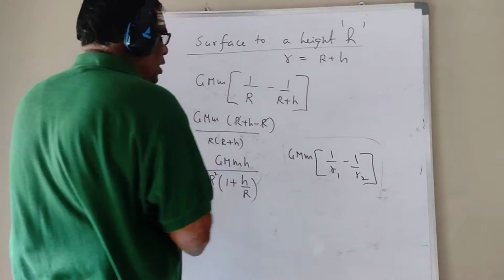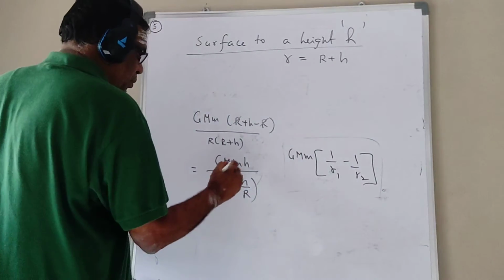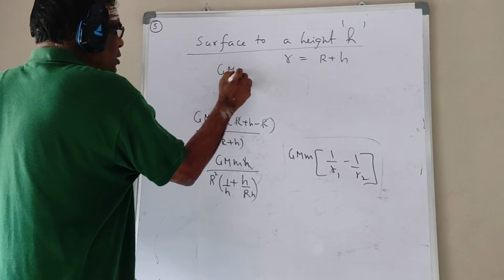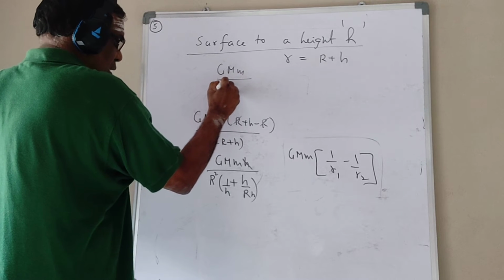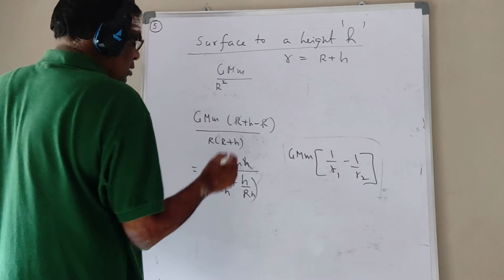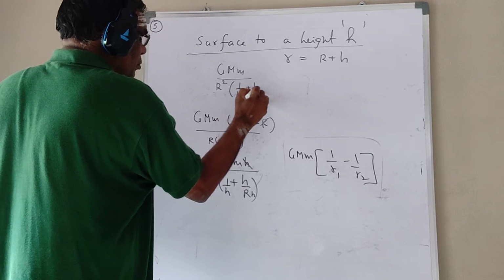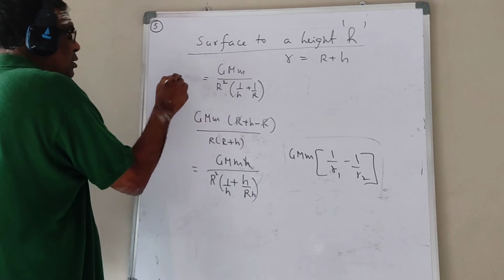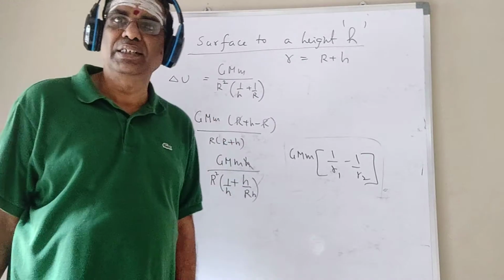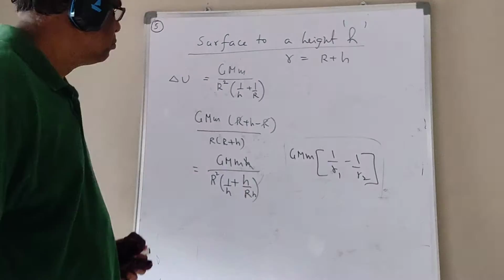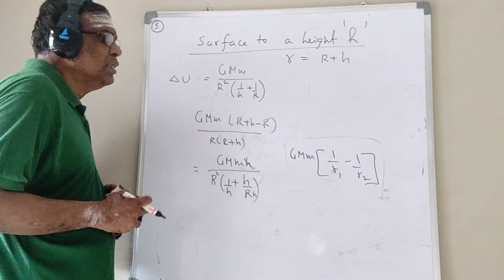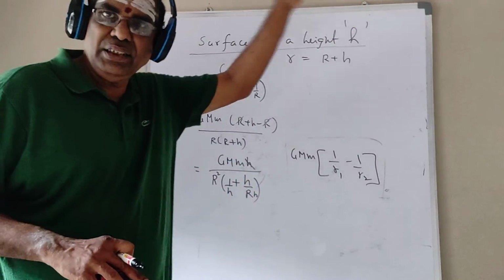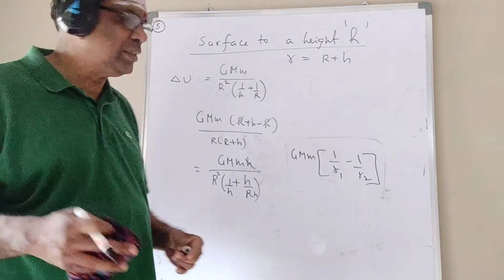H also you bring it to the denominator. What will happen? By H. So what do you get? Gmm by R square into 1 by H plus 1 by R. This is the change in potential energy from the surface to the height H. If I take surface to be 0, then this is positive. That is the potential energy there. All depends on what you take.